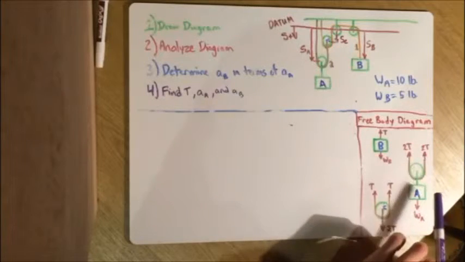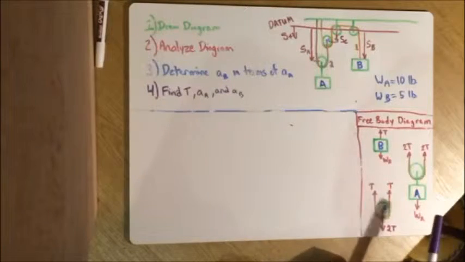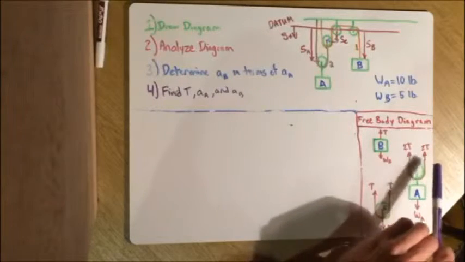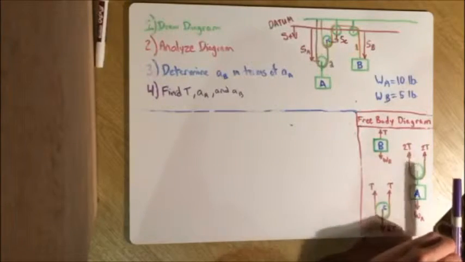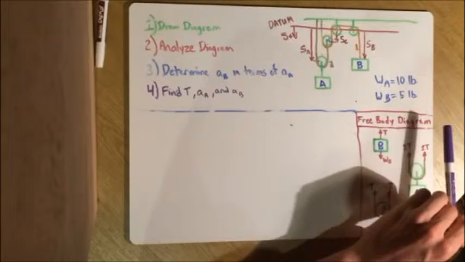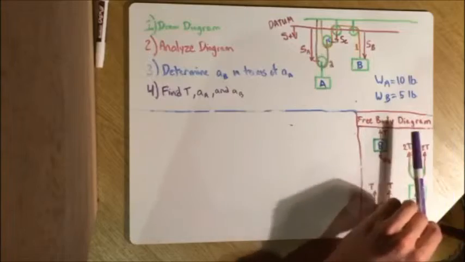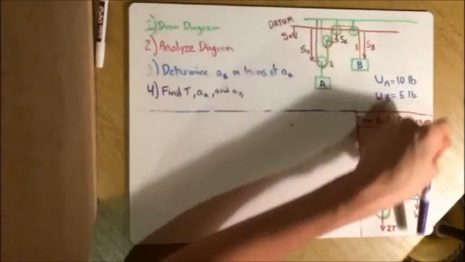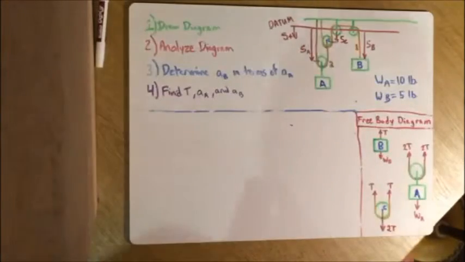So in the analysis of block A and its pulley, it's rope 2 going around the pulley, so twice the tension of rope 1 is being pulled up here and twice the tension of rope 1 is being pulled up here, and being pulled down is the weight of block A.